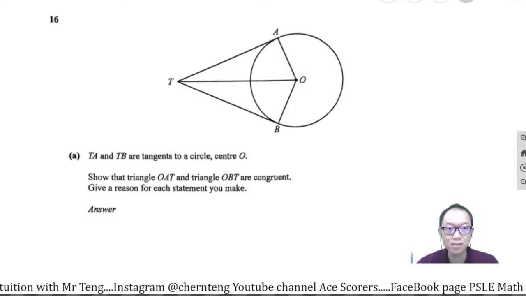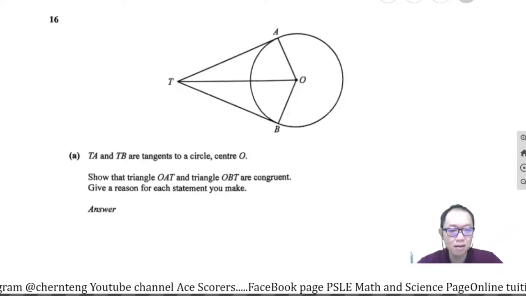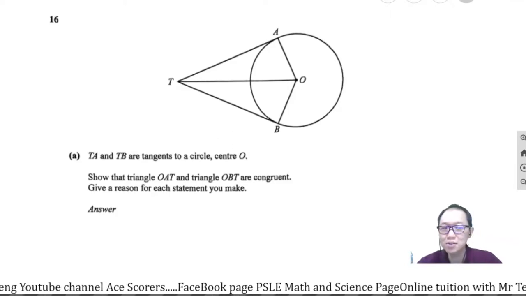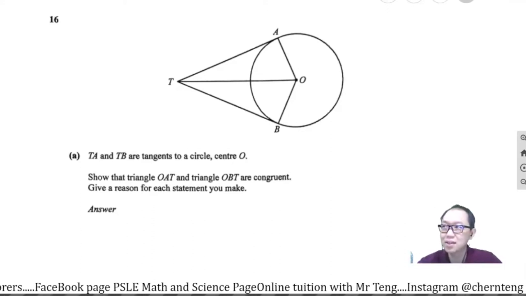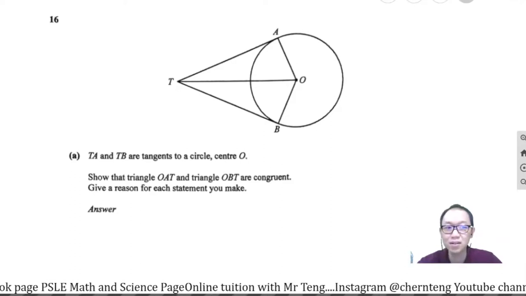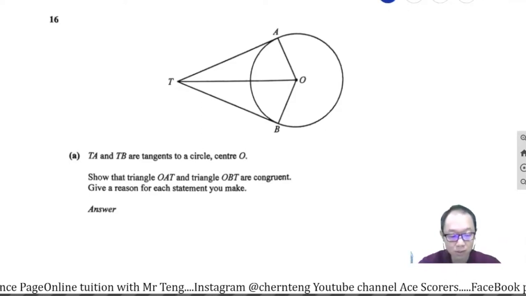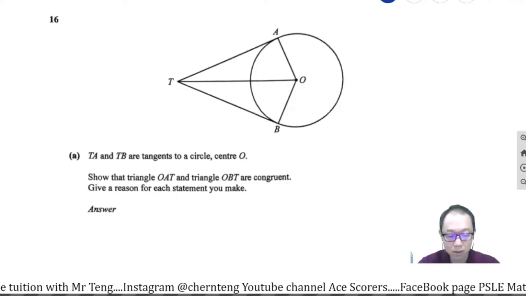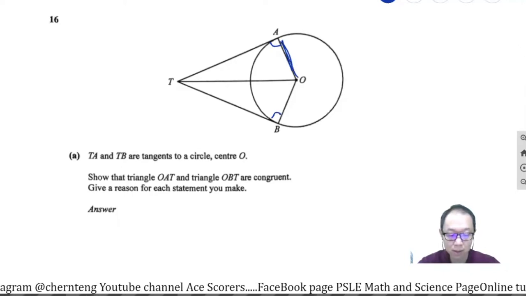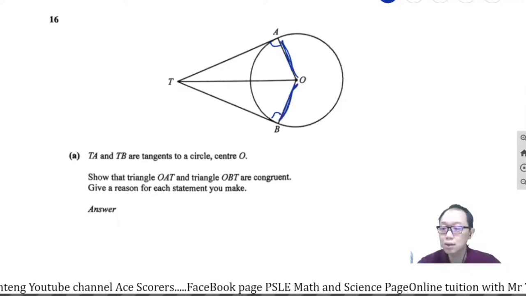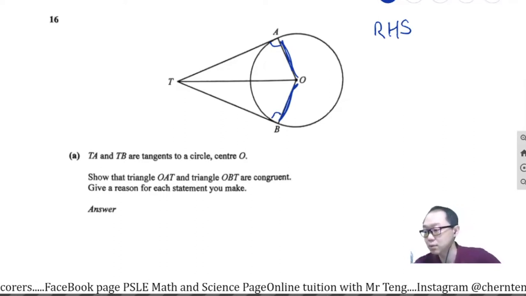Angle, just one angle? Two angles? Okay, do you remember AAS, SAS, SSS, RHS? All these are rules for congruency. So let's take a look at this particular example. We have a tangent here. Because this is a tangent, this angle is definitely 90 degrees, because we have a radius here. So I think we should look at RHS as the basis for our proof.